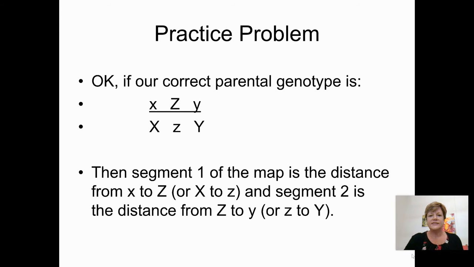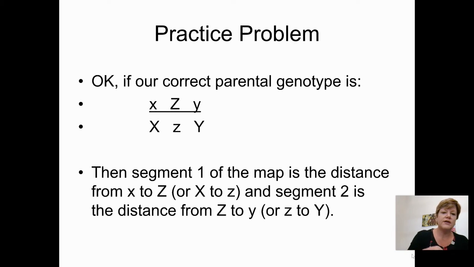Okay, so in the last segment, we had determined that the Z gene is in the middle of the sequence of these three. And so we've rewritten our parental chromosomes this way. And now we're going to try to figure out the distance between X to Z and Z to Y. So in order to do that, we need to know what would a crossover be?